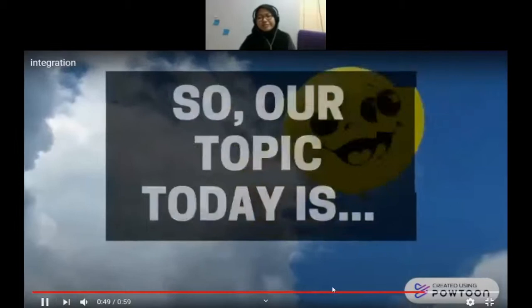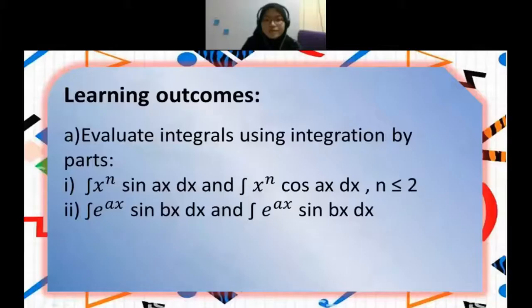We'll continue with the slide. What we will learn today is how to evaluate integrals using integration by parts. The first one, we will learn how to integrate algebraic function with trigonometric function. And second, we will integrate exponential function with trigonometric function.